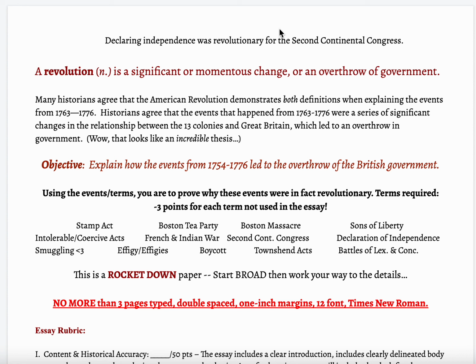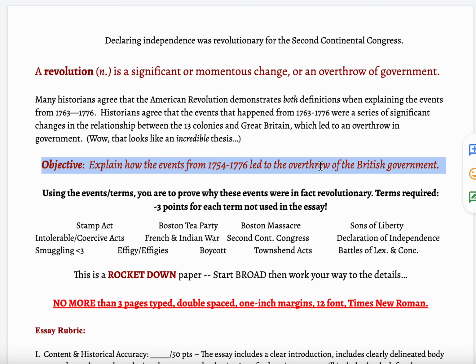So, the paper: declaring independence was revolutionary for the Second Continental Congress. You guys declared independence. Now, the definition: a revolution, noun, is a significant and momentous change or an overthrow of government. We looked at that last year when we looked at the scientific, French, and industrial revolutions. Many historians agree that the American Revolution demonstrates both definitions. Many people think that it was a series of significant changes that led to an overthrow of government, which is right here. Wow, looks like a great thesis. Maybe you could use that. So it was a series of significant changes that eventually led to the overthrow of the British government.